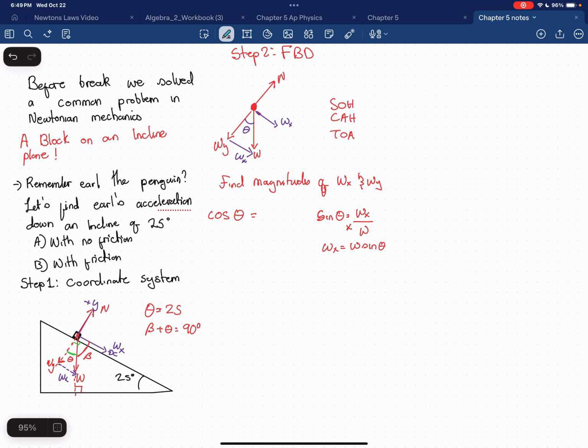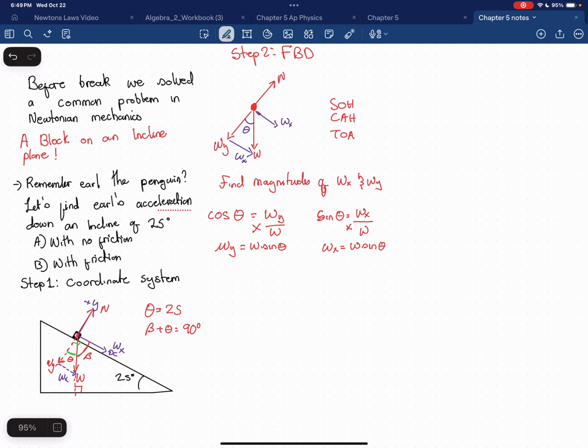All right, and then if I do the same thing here, I have my adjacent vector, sorry, not angle, which is omega y, and my hypotenuse is omega. Cross multiply, I can see that omega y is equal to omega times sine theta. All right. And we see that.